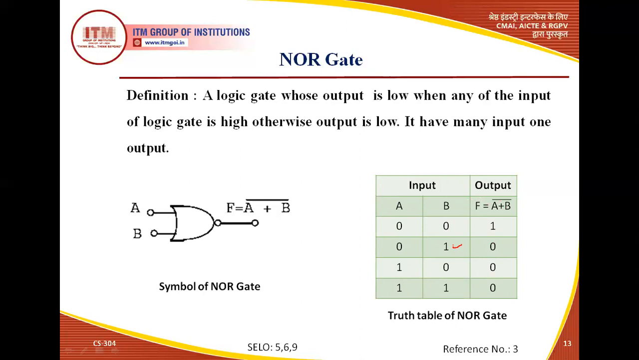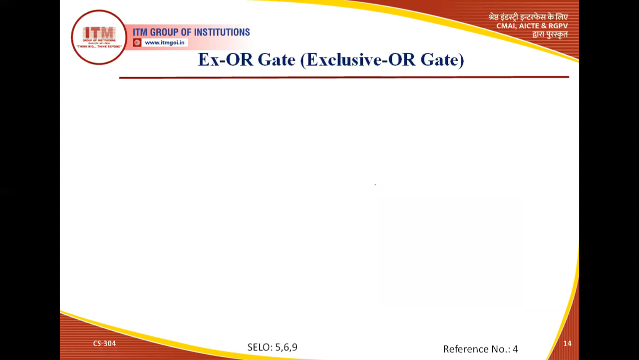So remember that the NAND gate is defined as: if any of the inputs is low, it will generate the output high, while for the NOR gate, when any of the inputs is high, it will generate the output low. So these are the universal logic gates, that means the NAND gate and NOR gate. Now we discuss the XOR and XNOR gates.